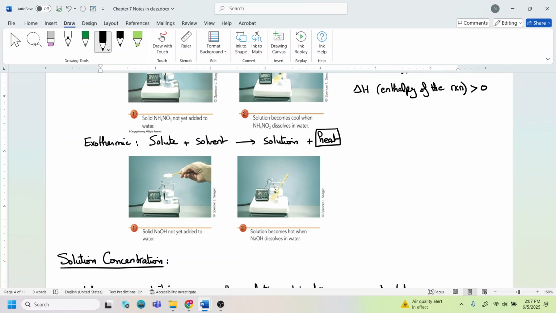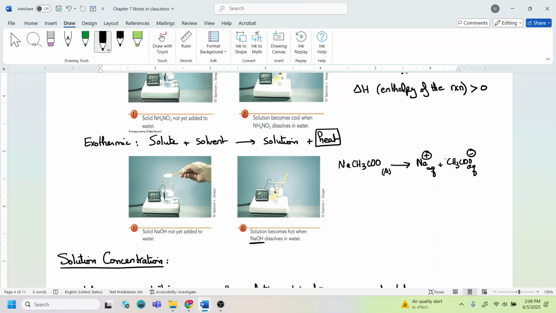Let's have an example like sodium acetate. Another one is NaOH. Same idea. So sodium acetate solid is going to dissolve in water, and it's going to dissolve into its individual ions, Na+ and CH3COO-. These are the individual ions.